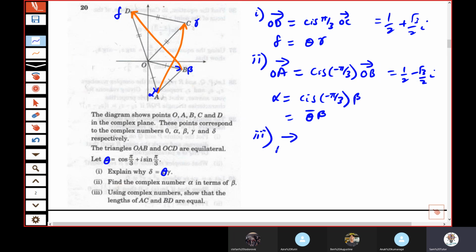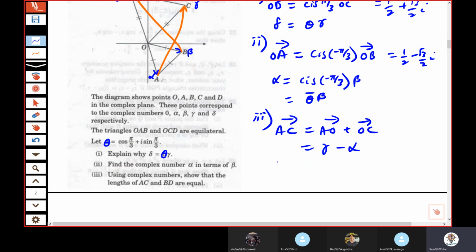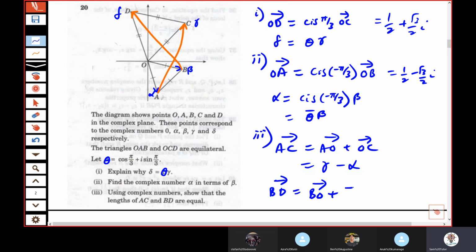Ready? Vector AC is equal to vector AO plus vector OC. OC is equal to gamma minus alpha. Correct? Have I missed anything? I don't think so. You guys better be checking it. Vector BD we're going to say is vector BO plus OD. BO is negative beta.